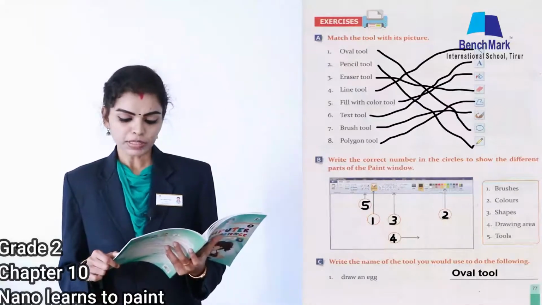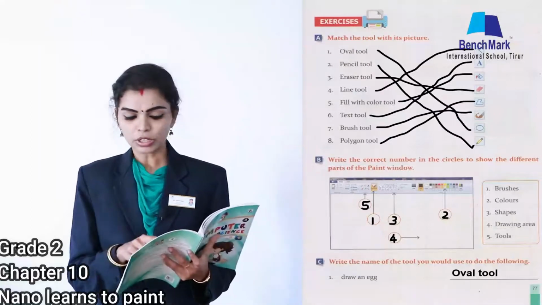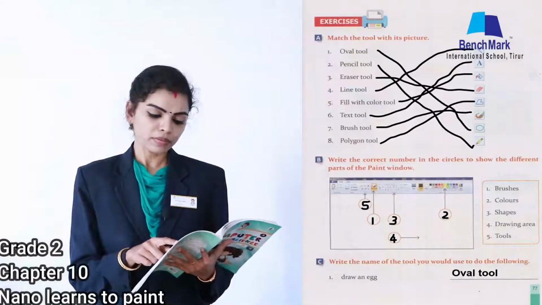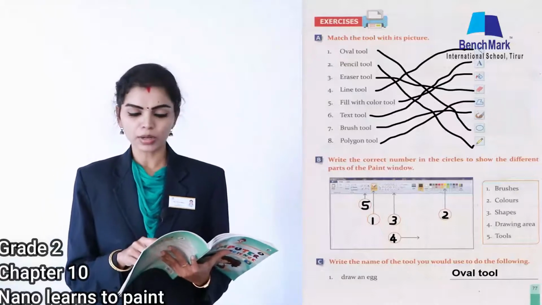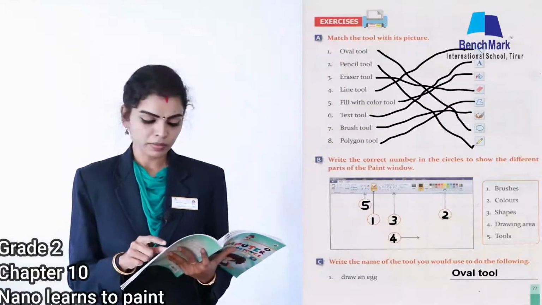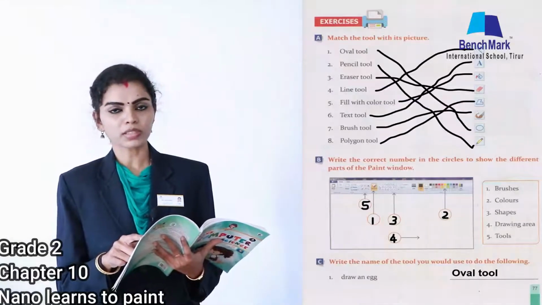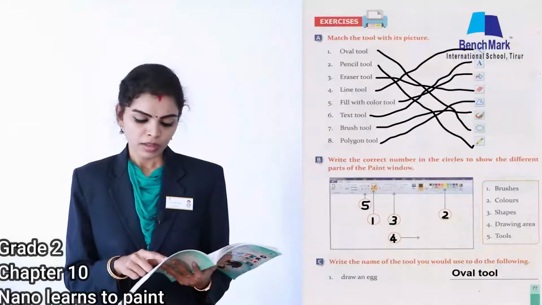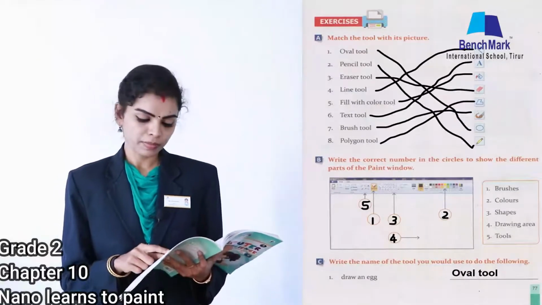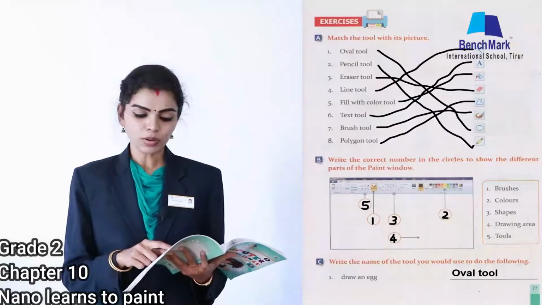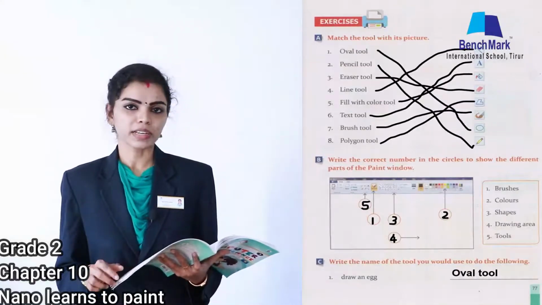Pencil tool. For pencil tool, you need to match it to pencil that you have. Eraser tool. You need to match it to the eraser tool that you have. Line tool, you need to match it to the line tool that you have. Fill with color, you need to match it to the bucket tool that you have. Text tool, you need to match it with the text tool that you have. Next brush tool is used to match the brush tool that you have. Next at last, polygon tool is used to match with the polygon tool that you have. I hope it is clear.